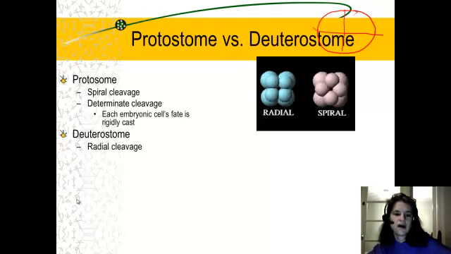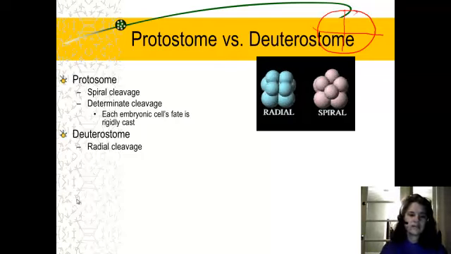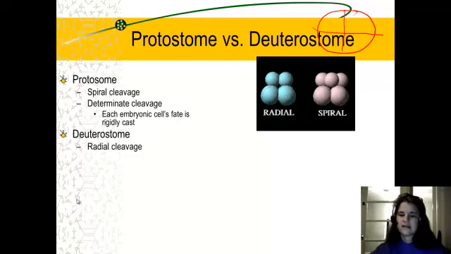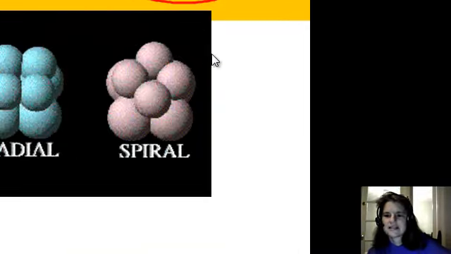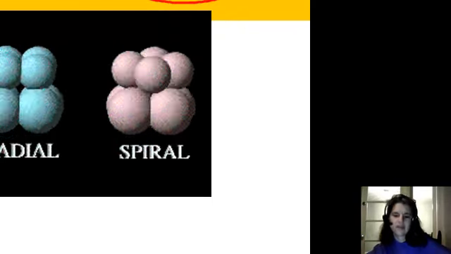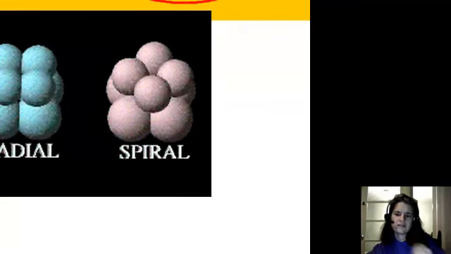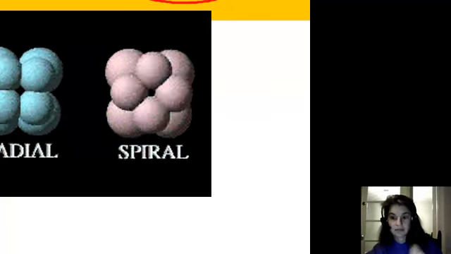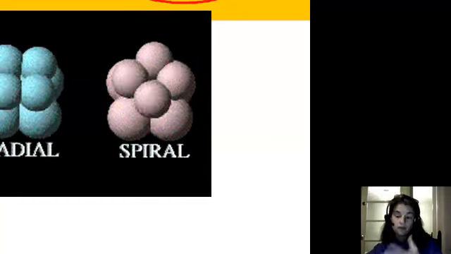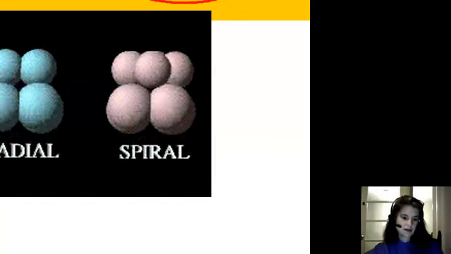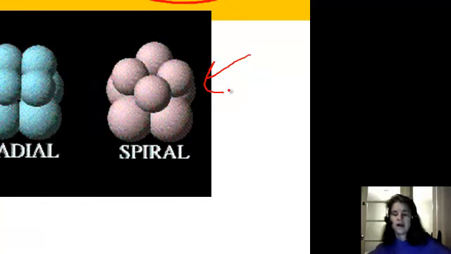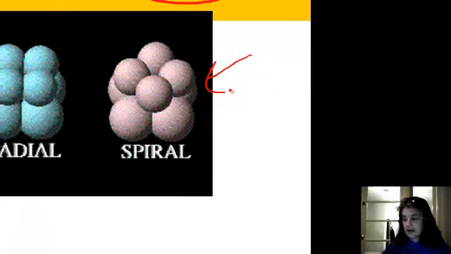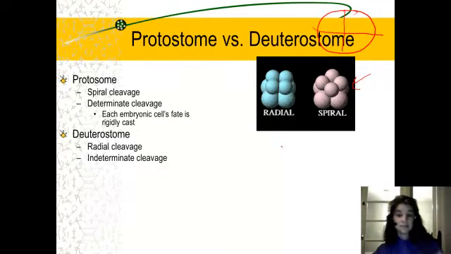Determinate cleavage is what we see in protostomes. Now, what this means is that already, even at this early stage of cleavage, these cells have a definite fate. They are destined to become certain types of tissue or certain body organs. So if you plucked one of those cells off of this embryo over here, okay, it could not develop into another embryo, and this embryo that you plucked it from would be truly missing something.